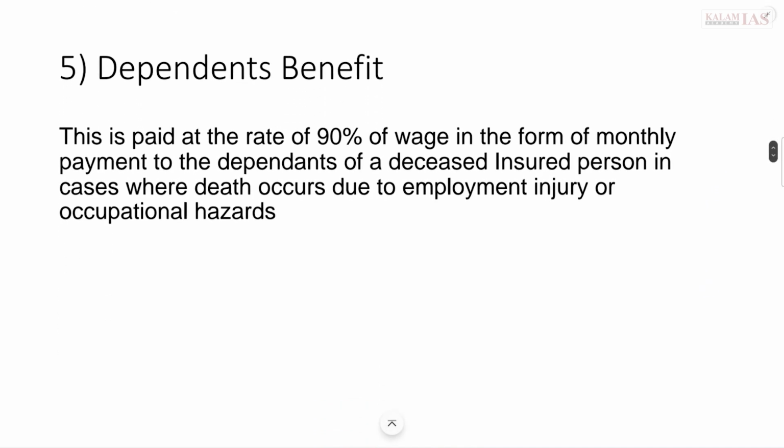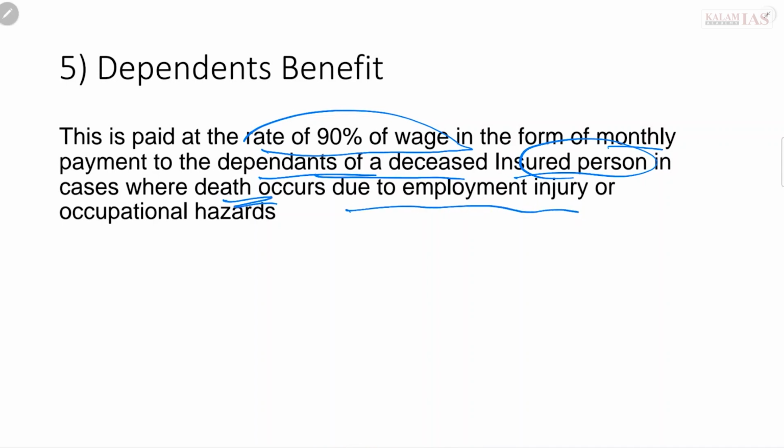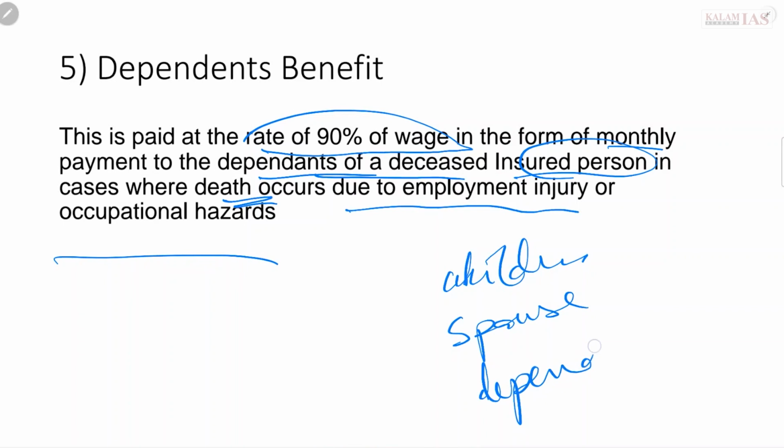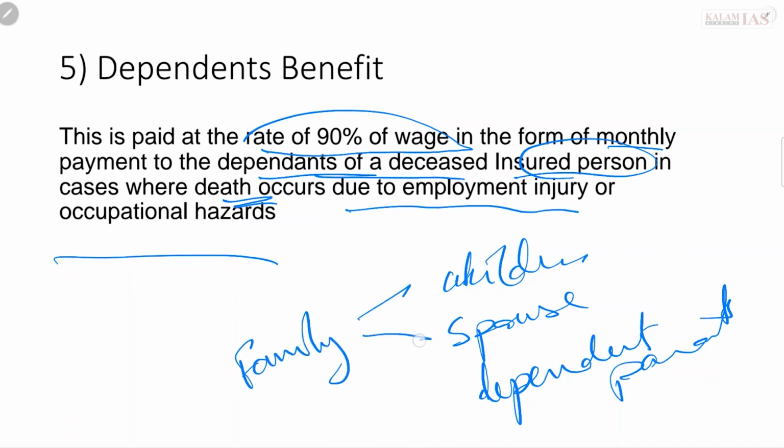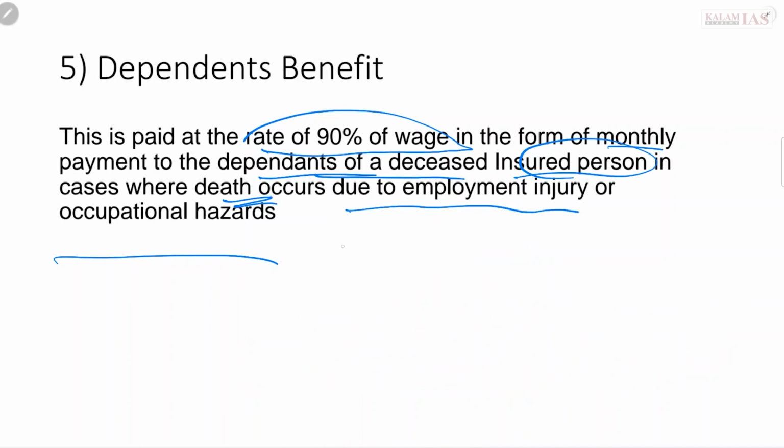Then there are dependent benefits. This is also paid at the rate of 90% of wage in the form of monthly payment to the dependents of a deceased insured person in case where death occurs due to employment injury or occupational hazards. So every month the children, spouse or dependent parents, or anyone else who is considered family, shall receive dependent benefits every month regularly for the rest of their lives. But this is only when it is proved that the death occurred due to employment injury or occupational hazards.